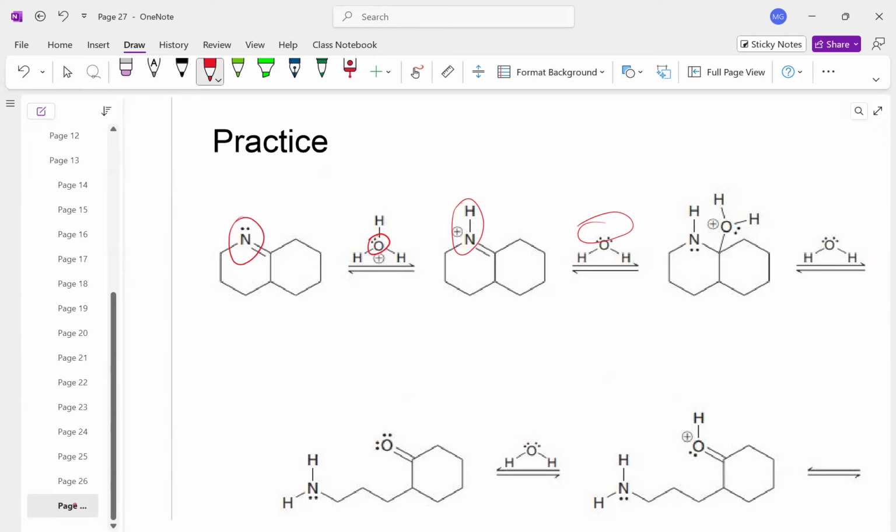So you should have that ingrained in your mind already. The base is going to use its lone pair to pick up a hydrogen, and then the electrons here go back to the atom it was attached to.